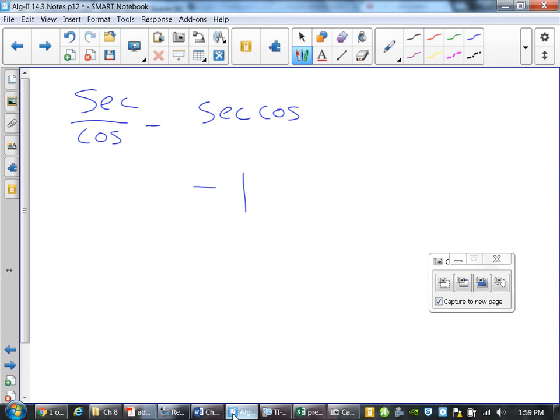Same deal over here. Secant divided by cosine. Well, I can do one of two different things here. Since I have a minus 1 right now, I'm just going to see if I can deal with the secant. When you have a fraction, remember, you can rewrite it as secant over 1 times 1 over cosine. Are we okay with that? That's 1 over cosine, secant. What's secant times secant? Secant squared, minus 1.